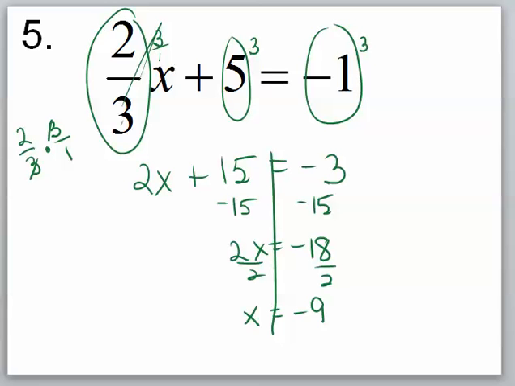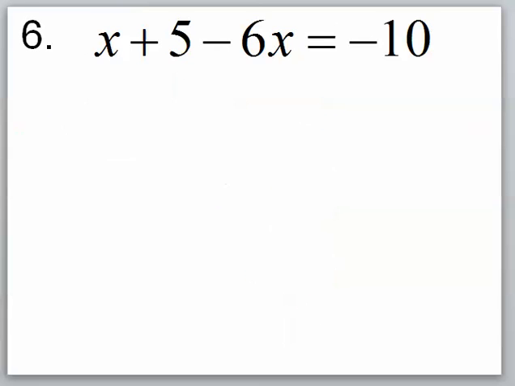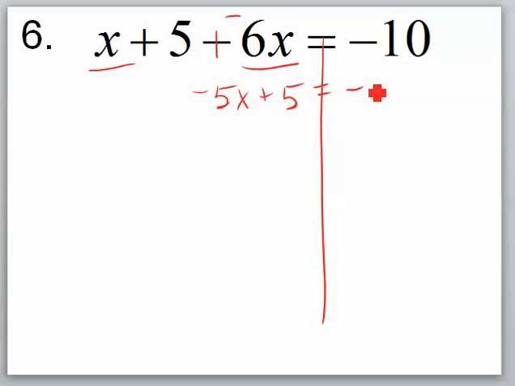This is the problem we just left off with, so we'll go ahead and move on to number 6. Number 6, there are no fractions, so I'll combine the like terms. I have 1 and negative 6, which is negative 5x, plus 5 equals negative 10. I'll get the x by itself by creating 0 and moving that 5 to the other side. That gives me a negative 15 on the right-hand side. And I'll bring down my negative 5x.